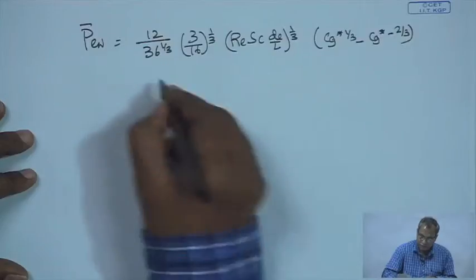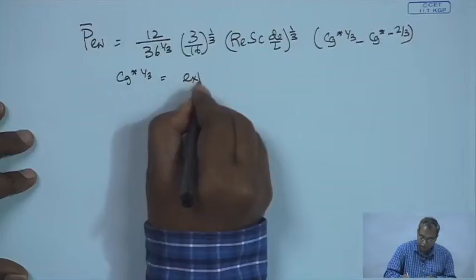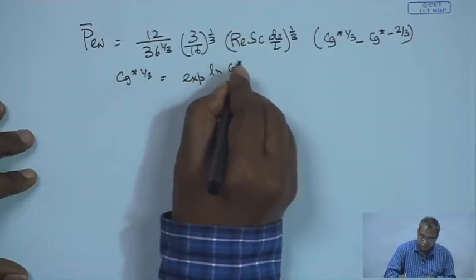Now, for the limiting case, this will be the expression of P w. Under certain case of C g star, we can write C g star to the power 1 upon 3 is equal to exponential ln C g star to the power 1 upon 3.